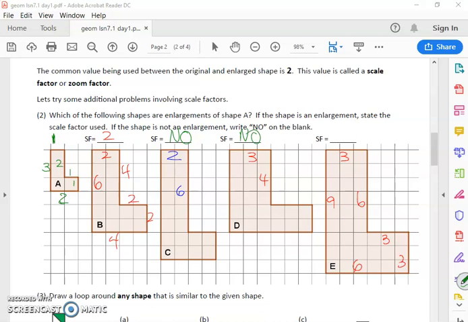In problem E, if you start at the top and go clockwise, the 1 becomes a 3, tripled, the 2 becomes a 6, tripled, and if you continue around, every number on A has been tripled to get the length on E. So that means that E is a copy of A, and the scale factor is 3 since each length of A has been tripled.